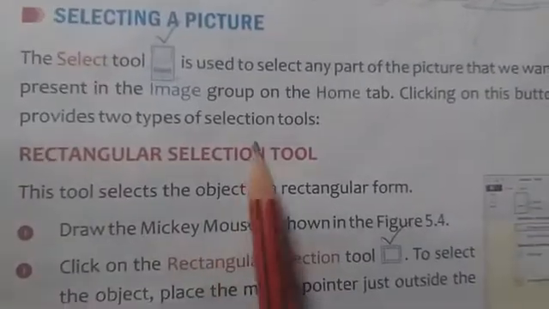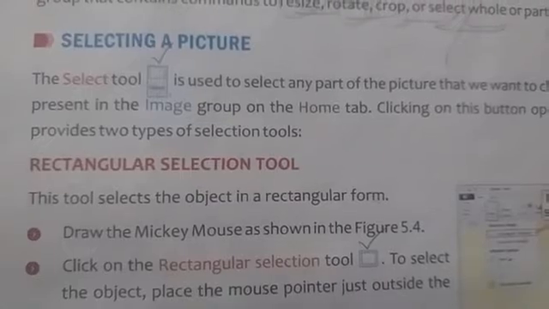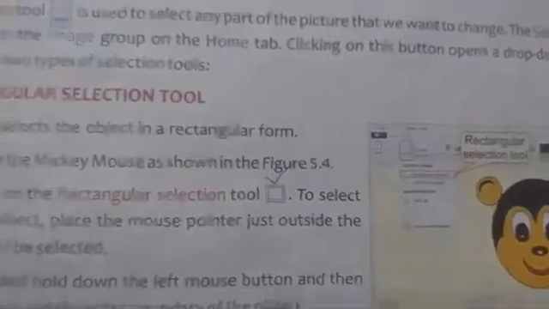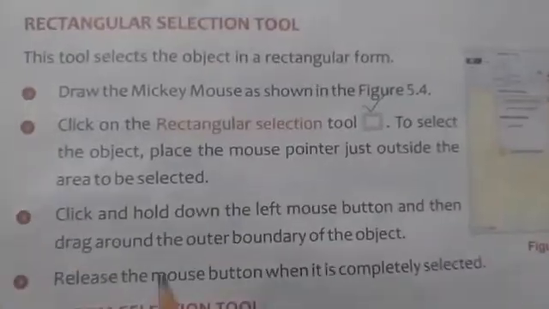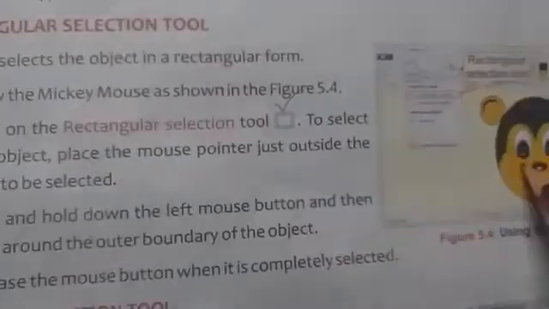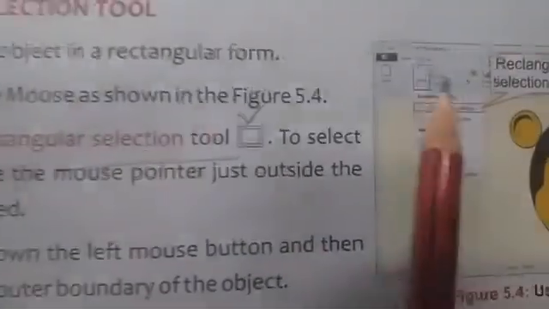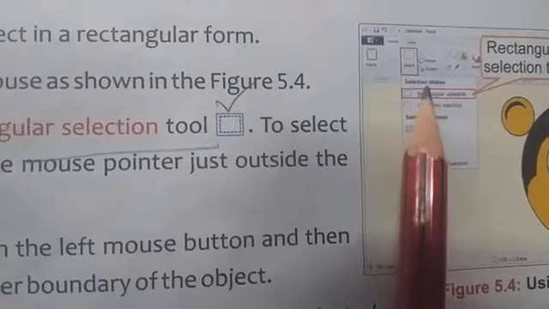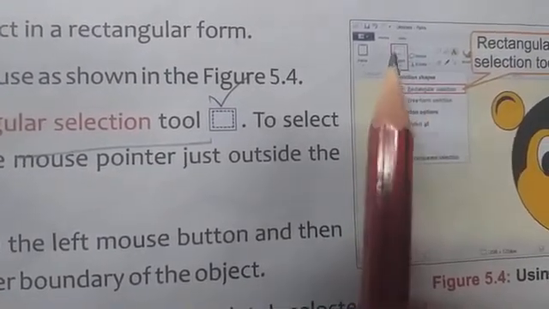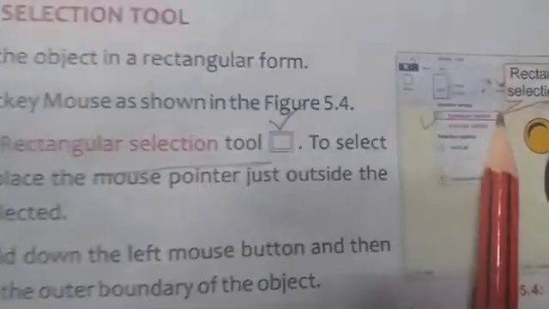So firstly we have the rectangular selection tool. This tool selects the objects in rectangular form. It will select your object in a rectangular shape. So how can you select? Firstly you will draw any particular shape. Here they are drawing Mickey Mouse. After that we have to select the rectangular selection tool from this option. Yes, see, rectangular selection and freeform selection tools are there inside this select tool. From here we have to select rectangular selection.